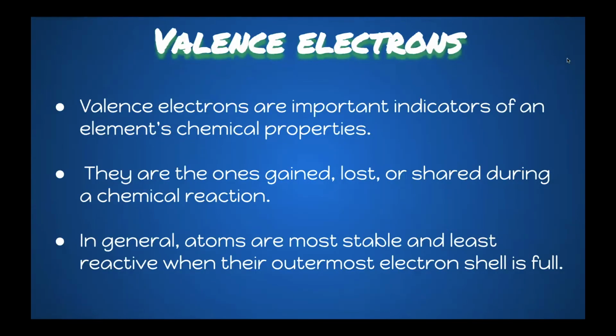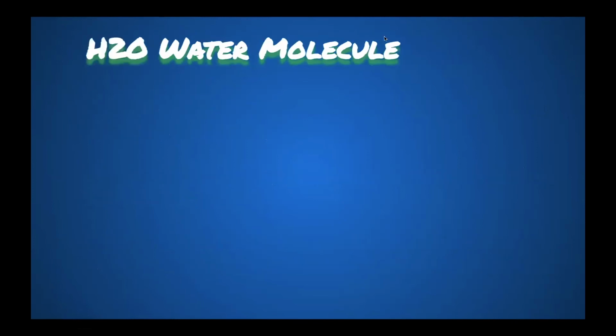Okay, so 3 things you need to know about valence electrons. Valence electrons are important indicators of an element's chemical properties. They are the ones gained, lost, or shared during a chemical reaction. And in general, like I just said, atoms are most stable and least reactive when their outermost electron shell is full. So that's like those elements in that last column.